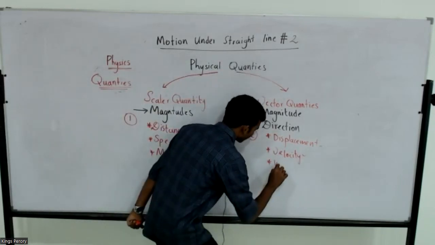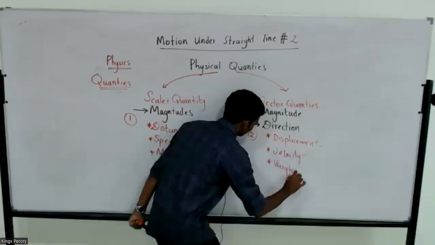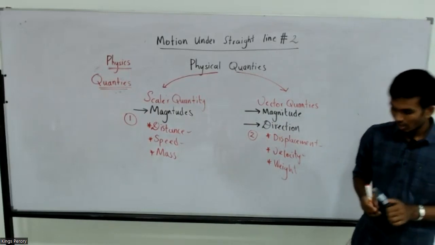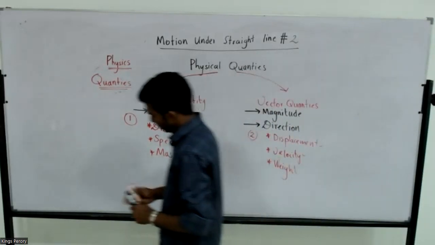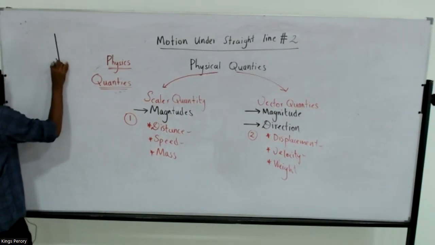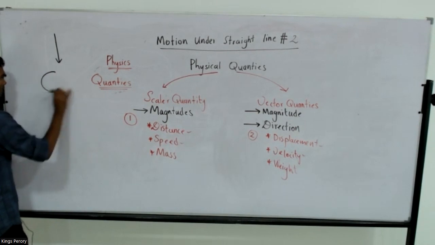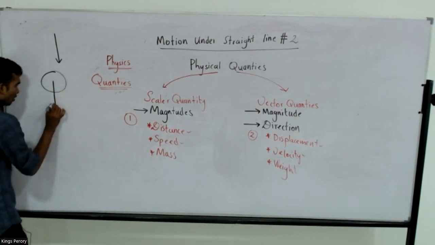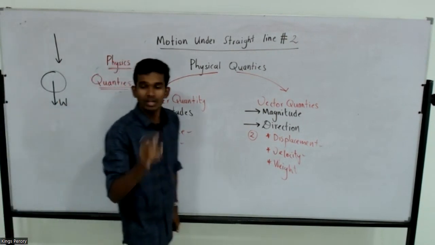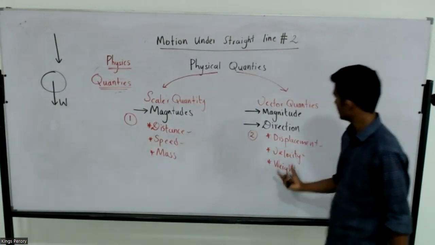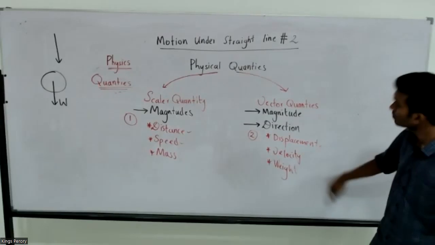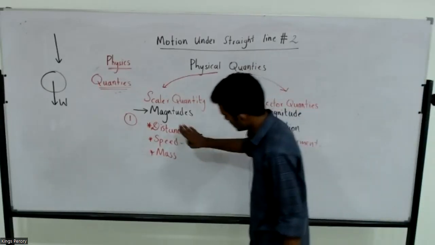What about weight? Weight of an object. Now you will tell me, sir, weight of an object, when we tell weight of an object, we don't tell a direction. No, actually we don't tell a direction, but actually weight is acting in which direction? Downwards. When you take an object, its weight will always act downwards. So weight has a direction or not? It has a direction. So weight is a vector quantity. Velocity, displacement are vector quantities. We'll be learning about them today. Scalar quantities examples are distance, speed, and mass.